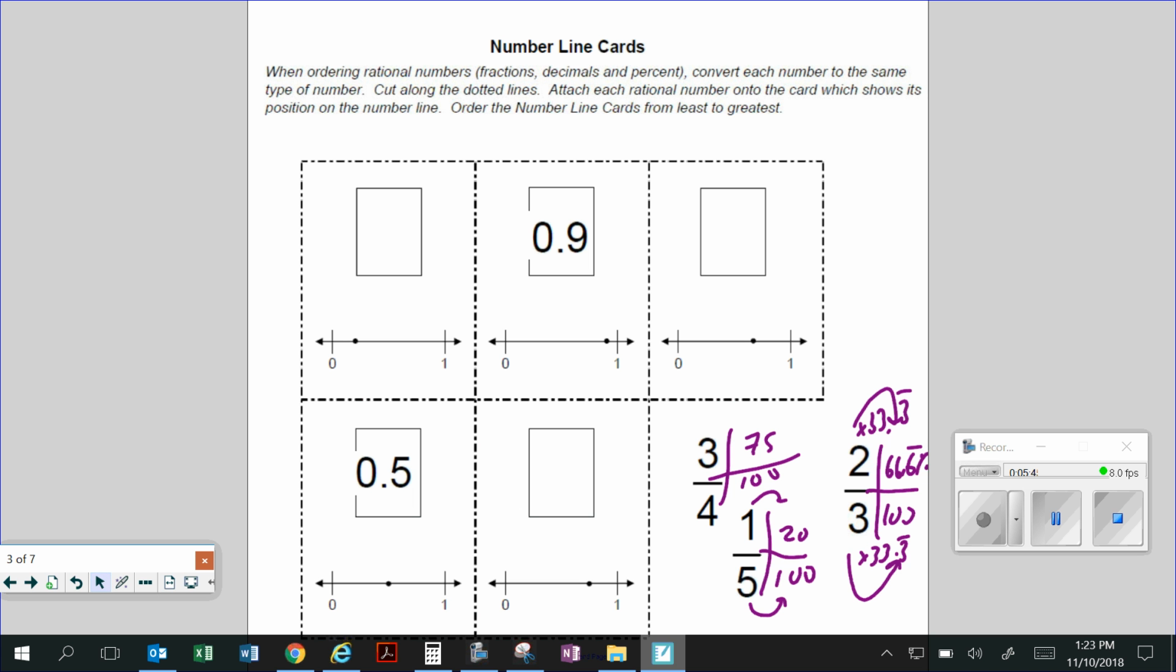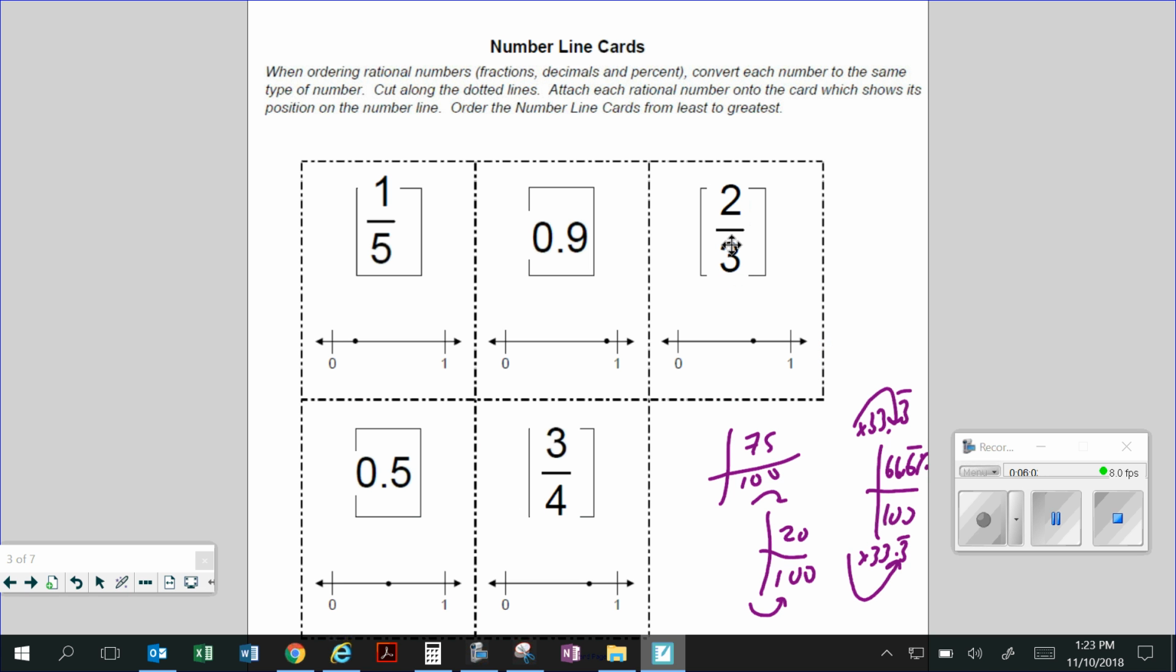So which one shows 75%? I believe it's this one, because if this is the halfway point, this seems like it is in the middle of 50% and 100%. So 3/4 goes here. 1/5 is 20%. That's closer to 0, and this must be 2/3.